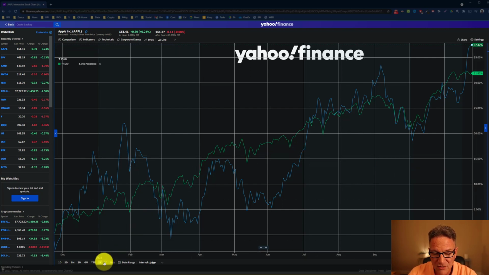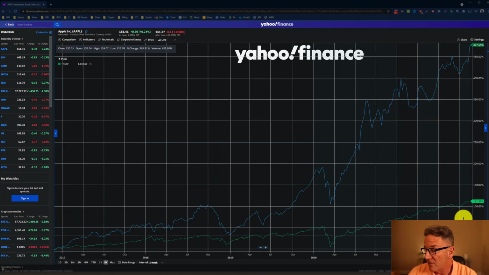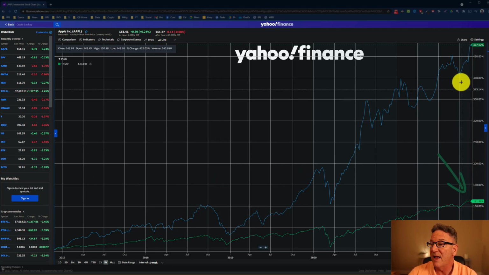But if you go down here and you click on 5 years, you can see that over the past 5 year interval, the broader market is up 112%, while Apple itself is up 477%. What is that? A ratio of 5 to 1. So over 5 years, over the longer term, Apple has really rewarded its investors for being a little bit more risky than the broader market.